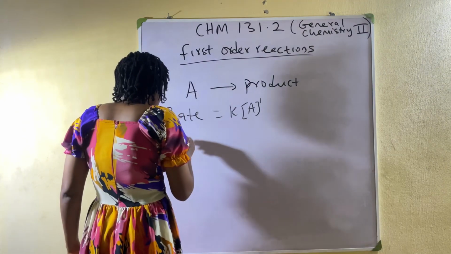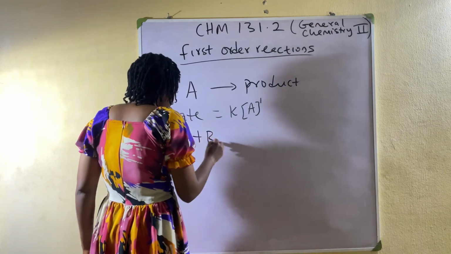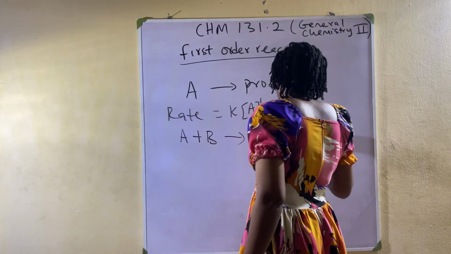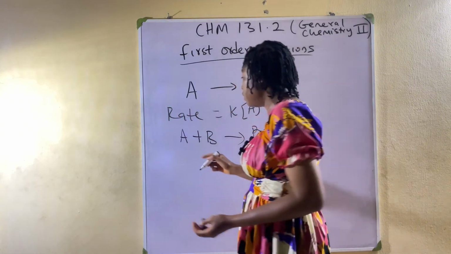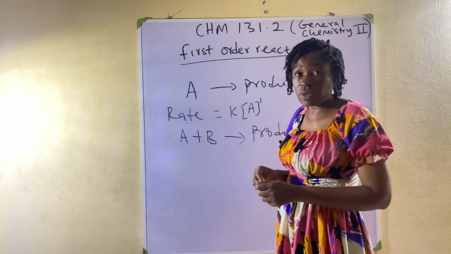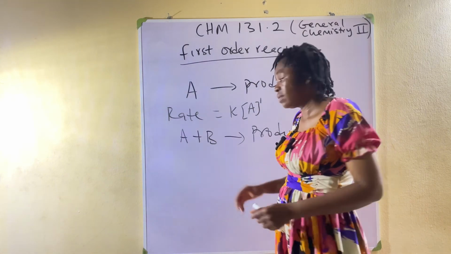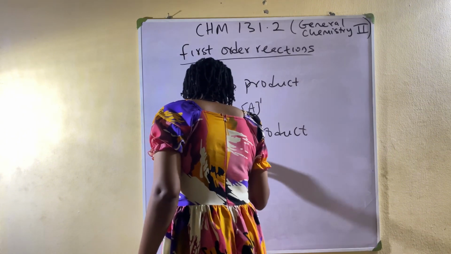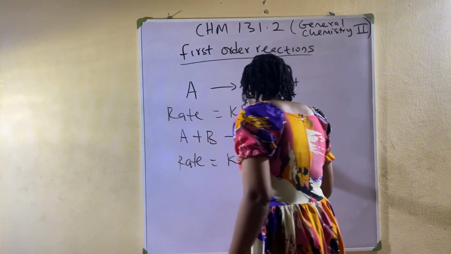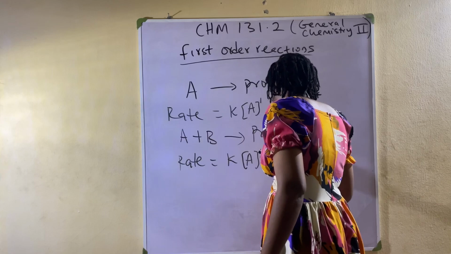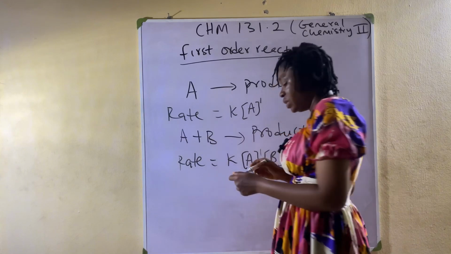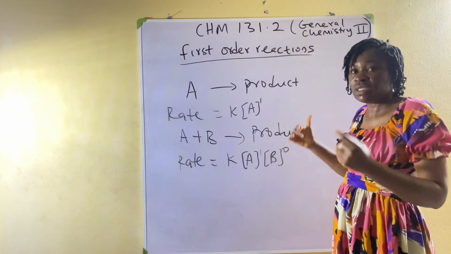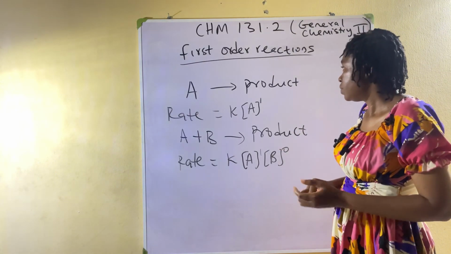You also have A plus B reacting to give a product. For a first order reaction, it means that one of the reactants is first order and the other one is zero order. So 1 plus 0 will give you 1. It shows that this is a first order reaction.